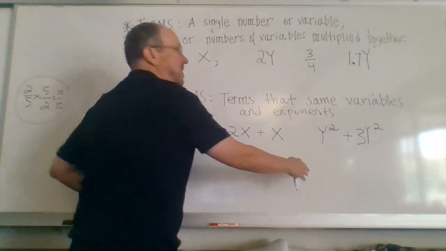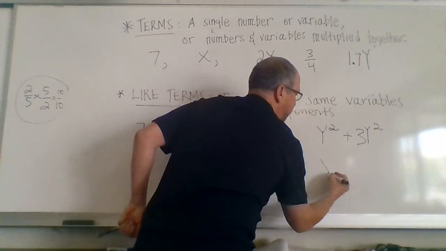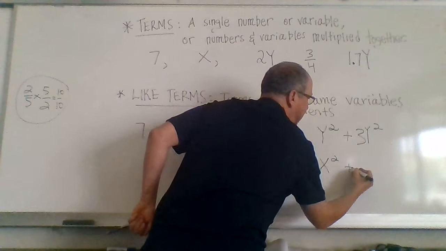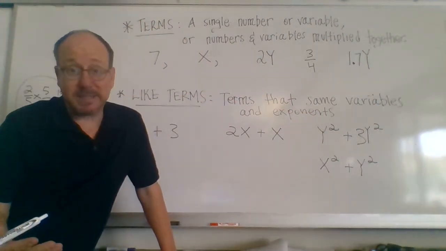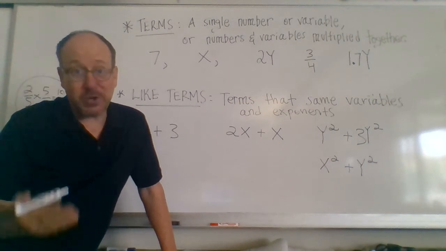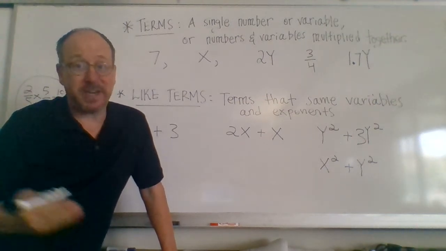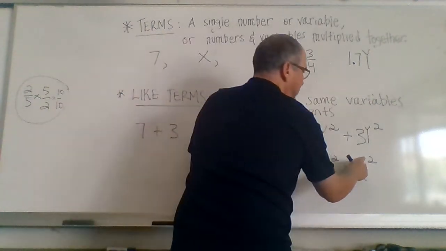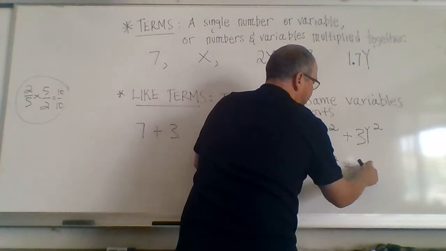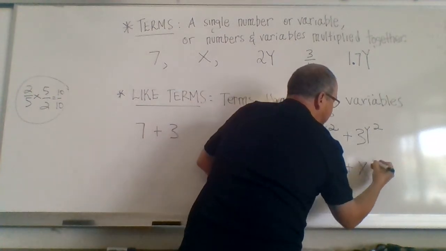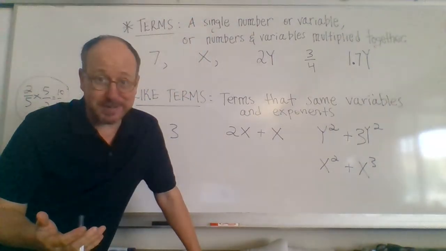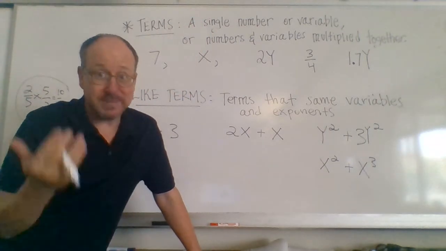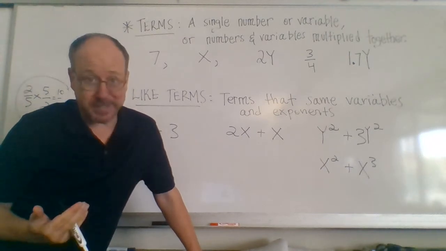So if this was x squared plus y squared, would those be like terms? No, they wouldn't be because they have different variables. If it was x squared plus x cubed, would those be like terms? No, they have different exponents.